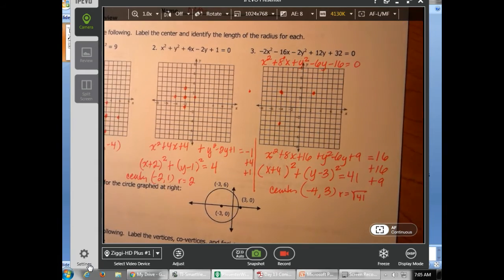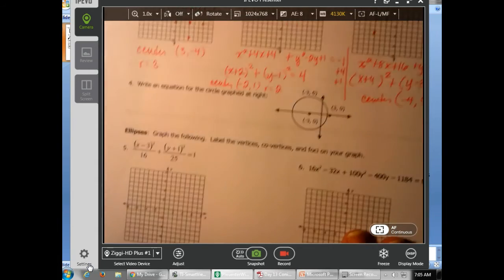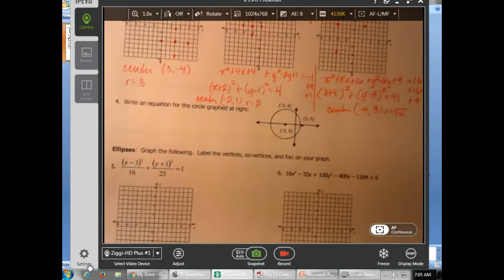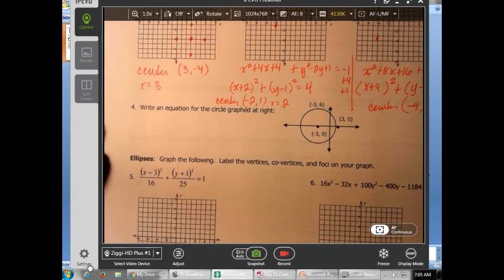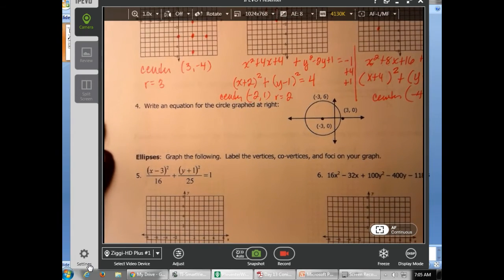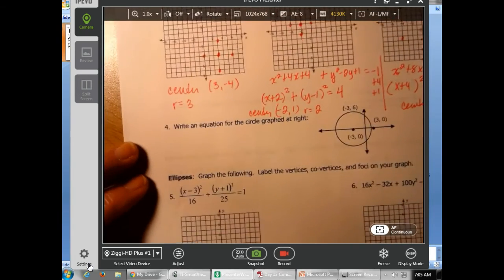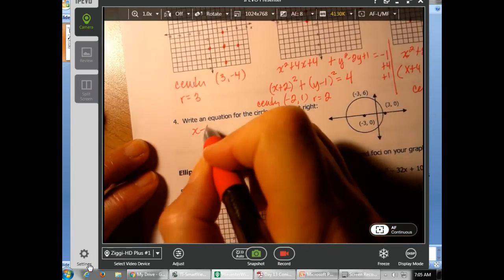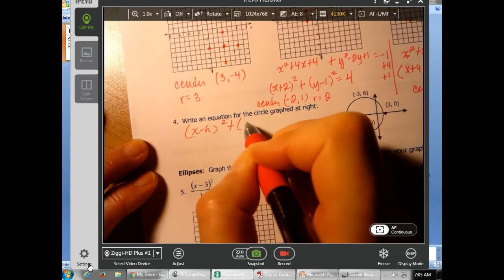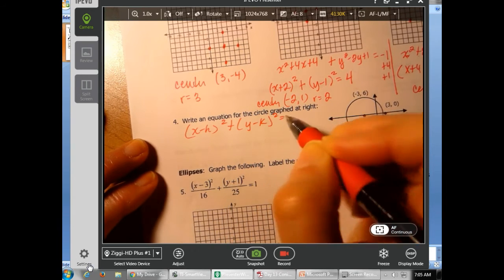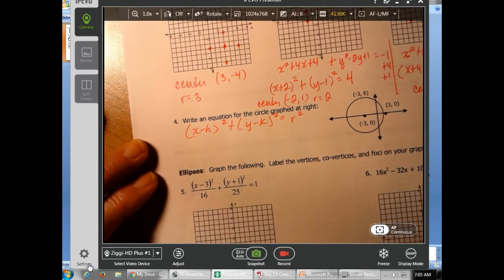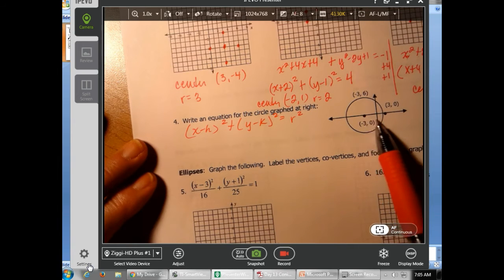All right, so moving on. The next thing says write an equation for the circle graphed at the right. So we need the center. Okay, so let me just review that process with you. (x minus h) squared plus (y minus k) squared is equal to r squared. So I know my center is -3, 0.